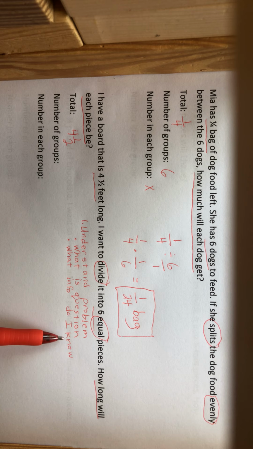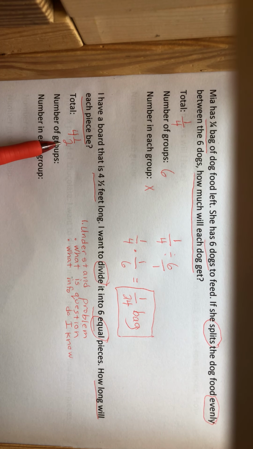Now, what I'm going to do with this information that I know, I'm going to put my 4.5, my total, over here in the total. That's the amount I started with, and it's the whole thing. It's going to be important for you to know whether you have the total or whether you're looking for the total when you're deciding whether to multiply or divide.